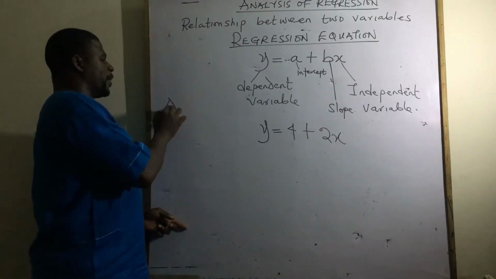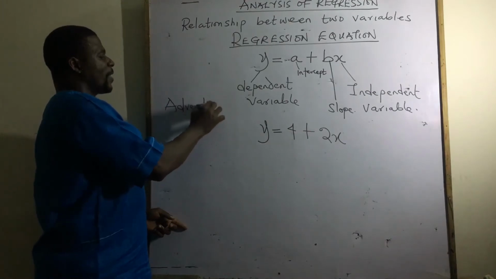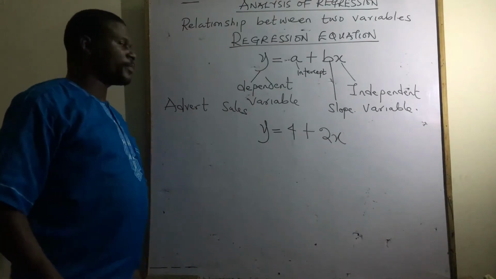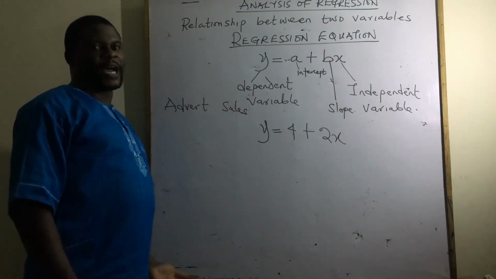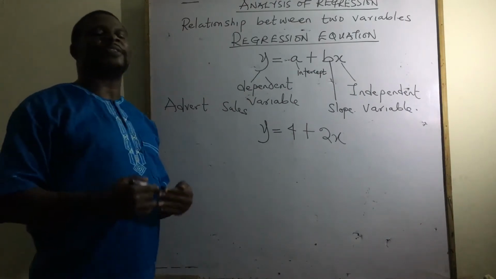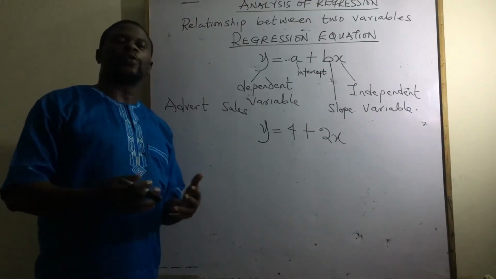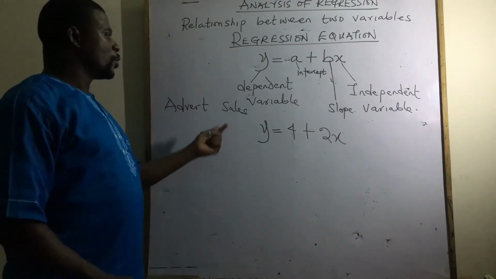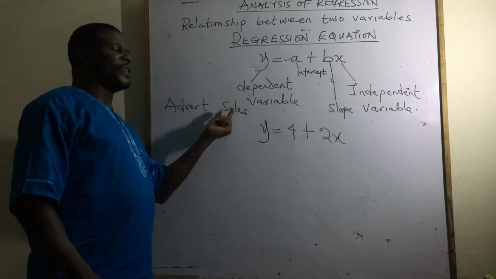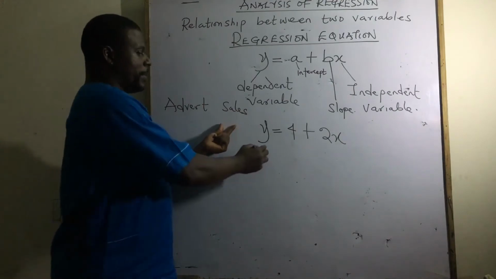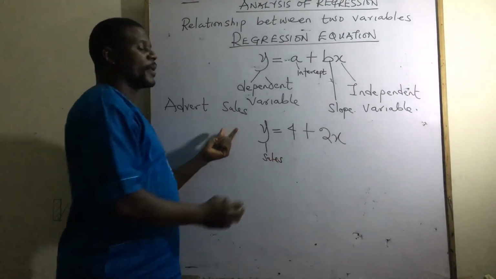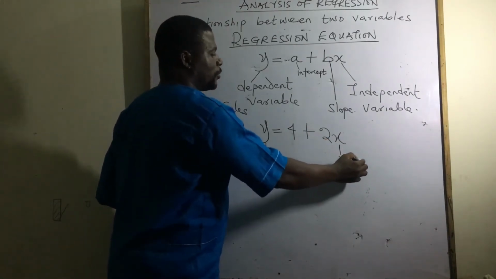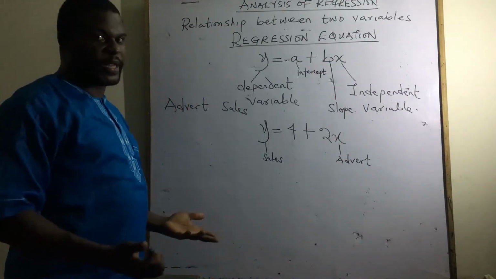Now, if we look at two variables, let's say adverts and sales, for example, which one depends on the other? Sales depend on adverts. That is, the number of adverts you make determines the sales you make. So since sales depend on adverts, sales is the dependent variable represented by y, and then advert is the x. I'm just using sales and advert to explain.